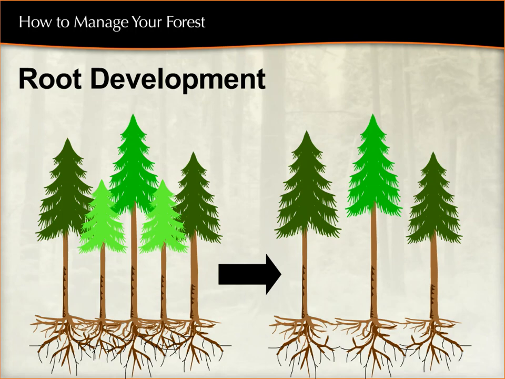It's easy to forget about what's going on in the soil, but just as tree branches are competing for sunlight, the roots are competing for water and nutrients. Thinning makes more resources available for the residual trees.